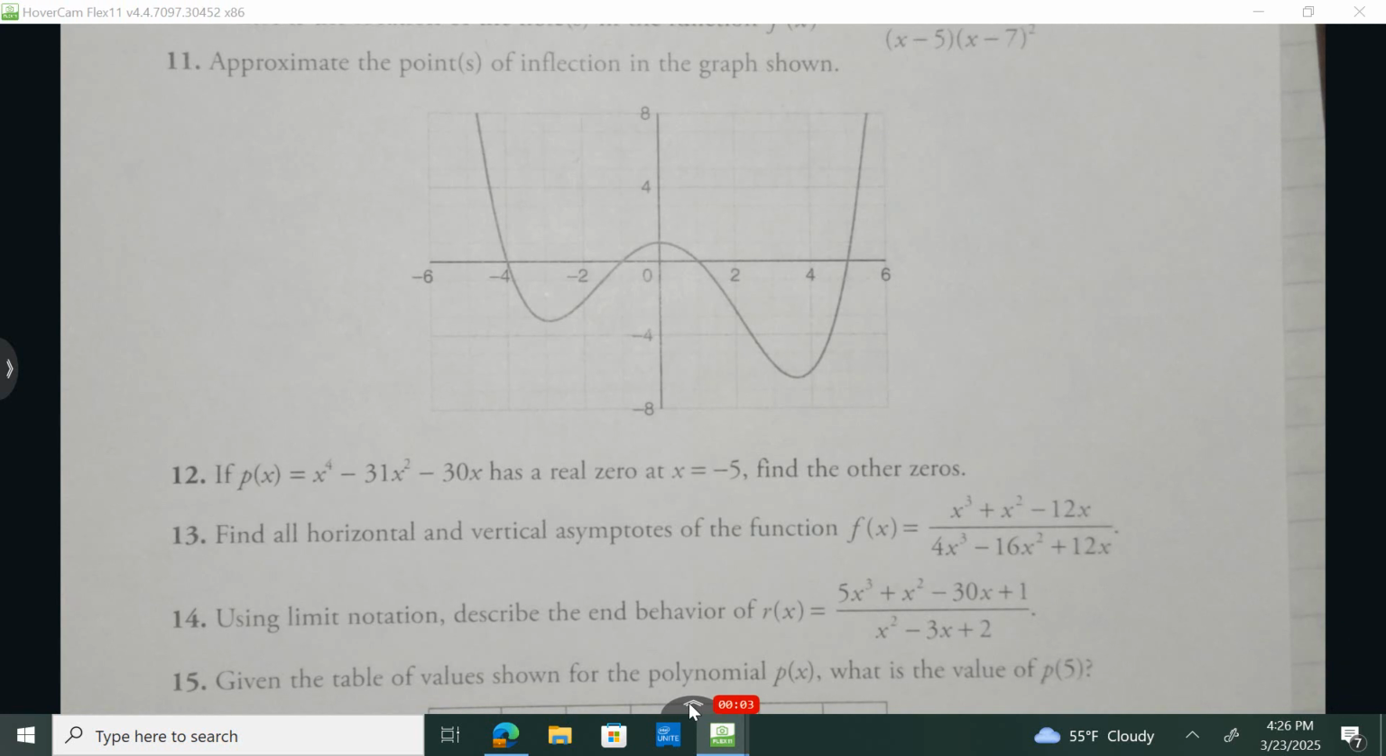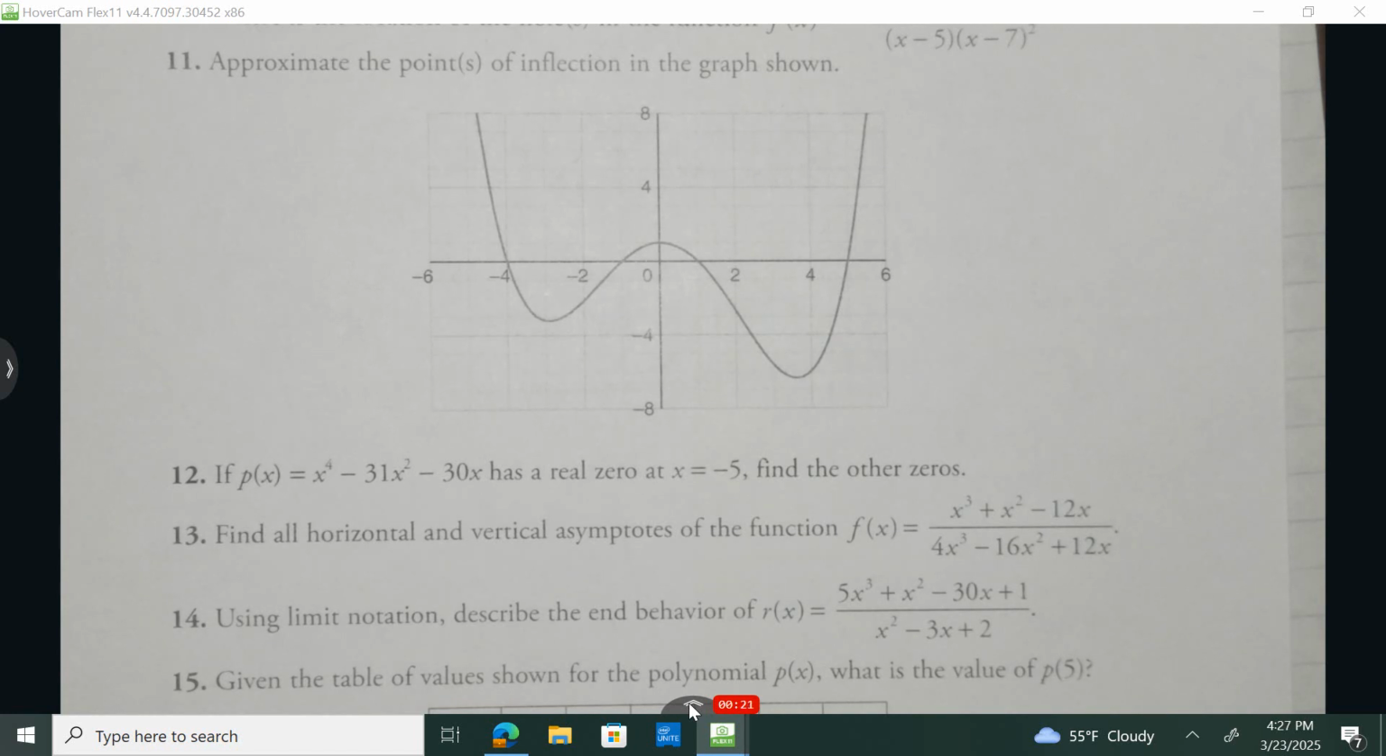Number 11 says to approximate the points of inflection. Now I can see that it's difficult to see exactly where the lines are in this grid. And so what I would ask that you do is that you literally just go onto your packet and make a point where you believe the inflection points land. Now what are inflection points?